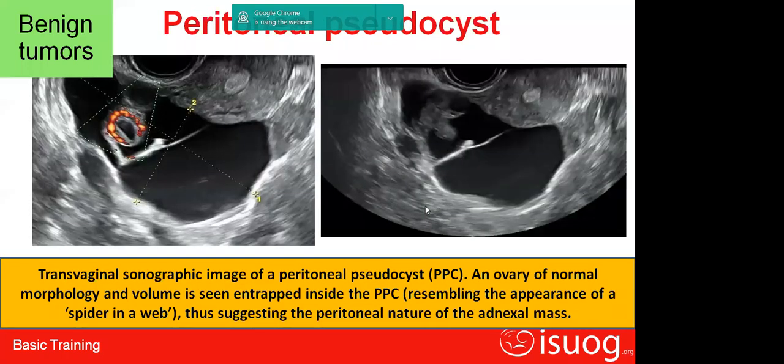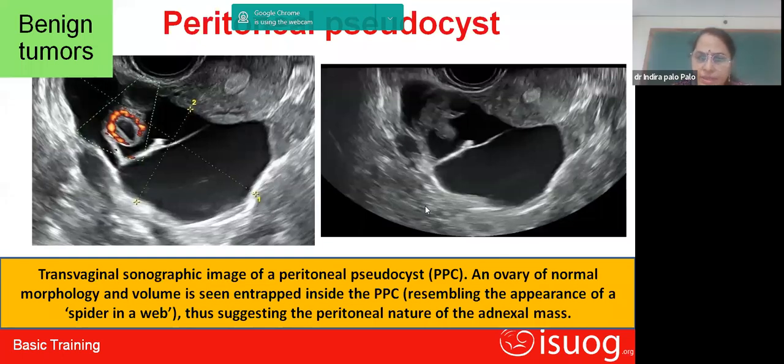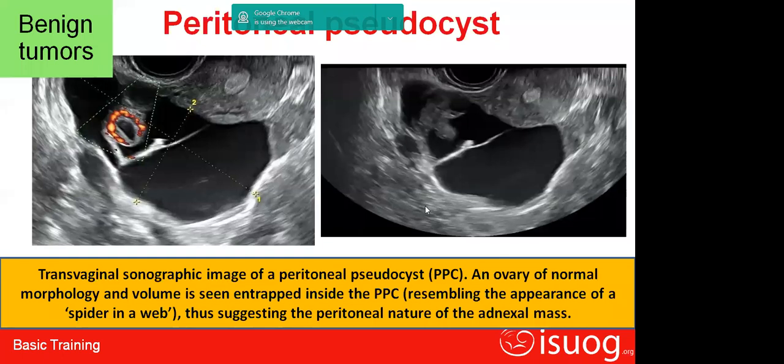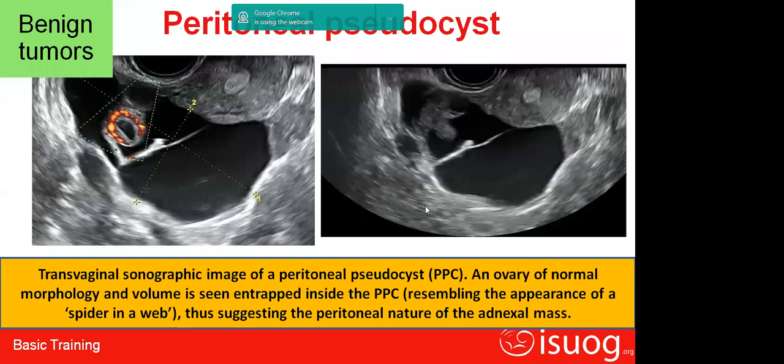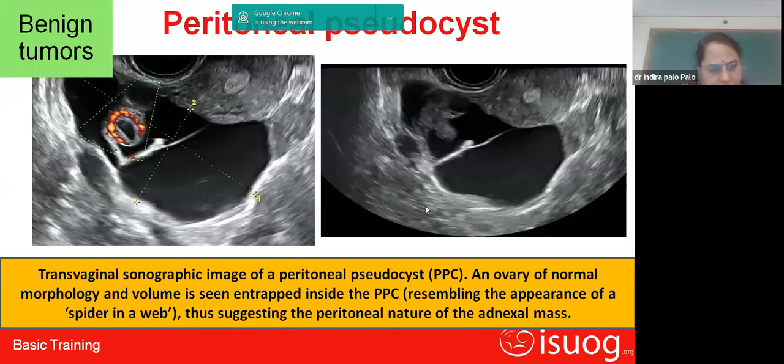Next is the peritoneal pseudocyst. Peritoneal pseudocyst means it does not have any mass. It is a peritoneal collection due to some infection, chronic process or previous surgery, and it appears as a mass, or it appears as an ovarian mass. And actually, if you do a transvaginal ultrasonogram, the ovary, its volume and morphology can be seen as normal and separate from the peritoneal pseudocyst.